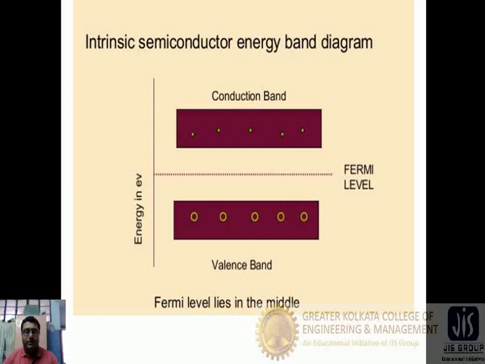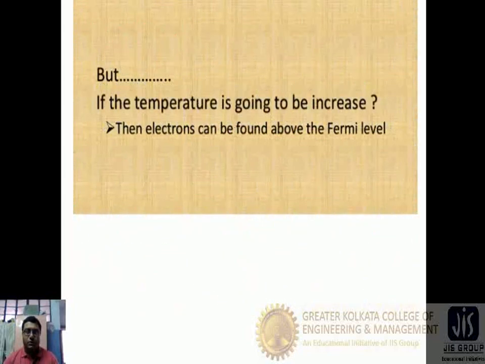But if the temperature goes up, the covalent bonds break and the electrons come out, moving from the valence band into the conduction band. This is the important thing of an intrinsic semiconductor, or pure semiconductor, where there is no impurity present. If the temperature increases, then electrons can be found above the Fermi level, so we can find electrons in the conduction band, which is above the Fermi level.